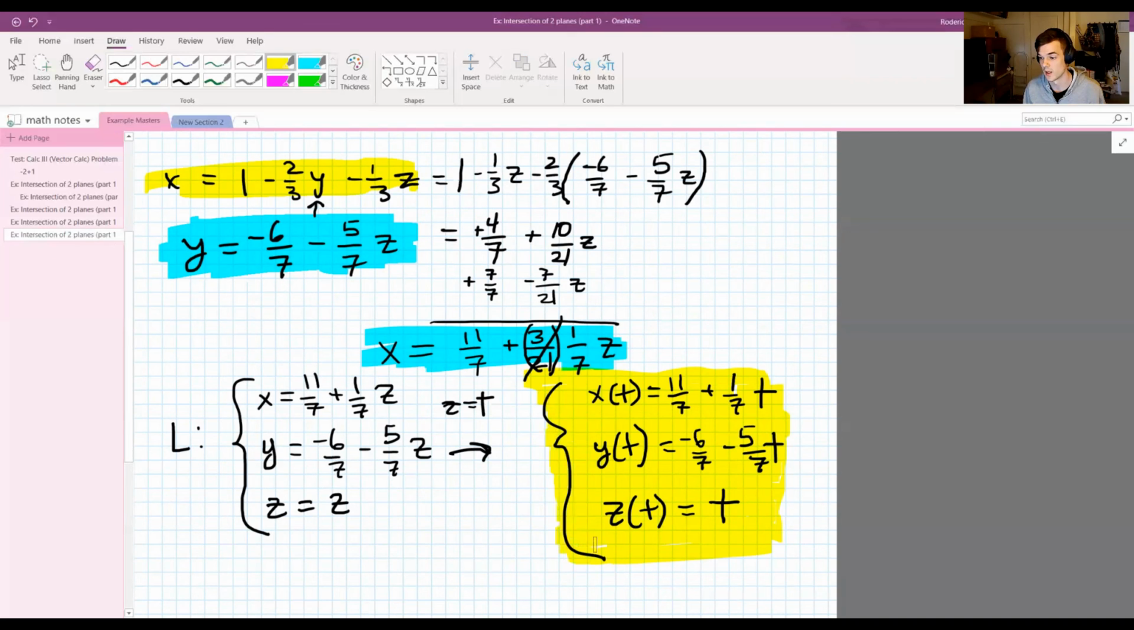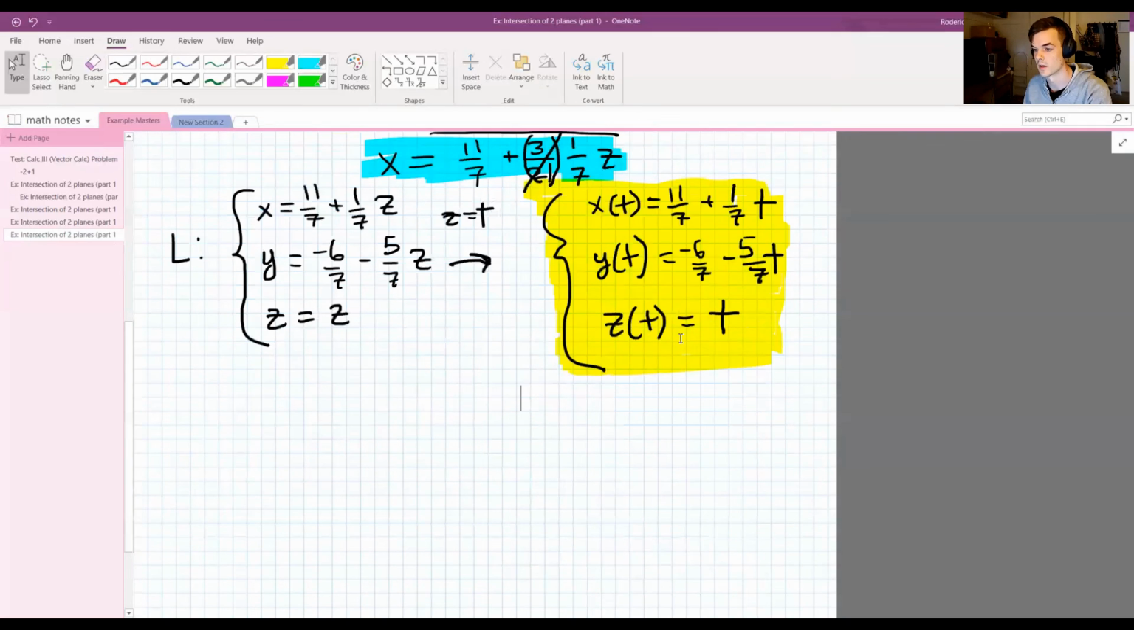When you're doing your problem, make sure you check what form you need to put your answer in. And if you need to have it in another form, say symmetric form or vector form, you're going to have to convert this answer. But that's pretty easily done. I'll have another video on how to do that.